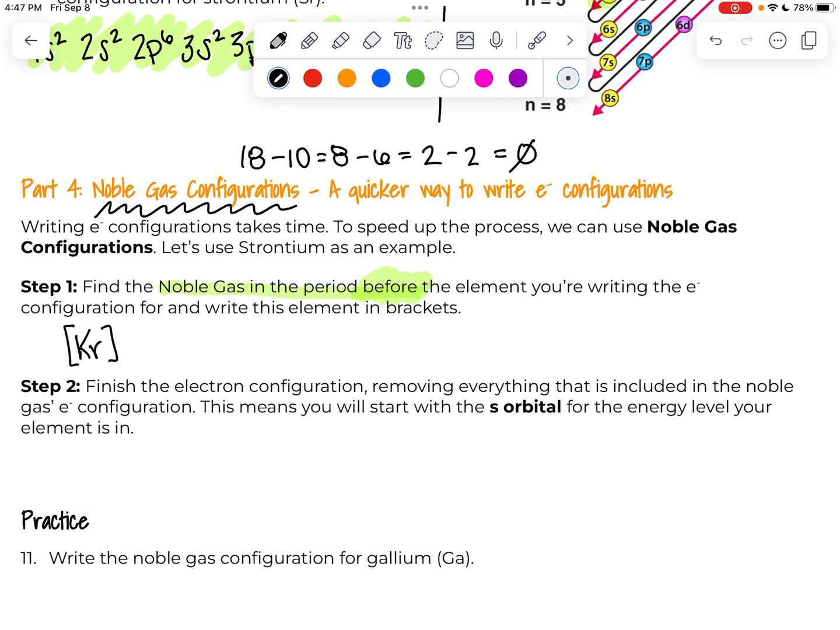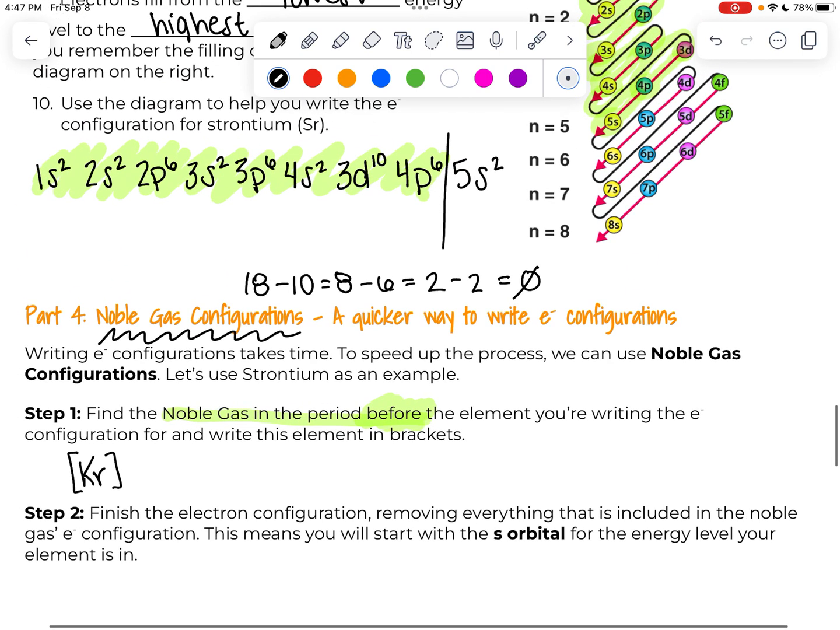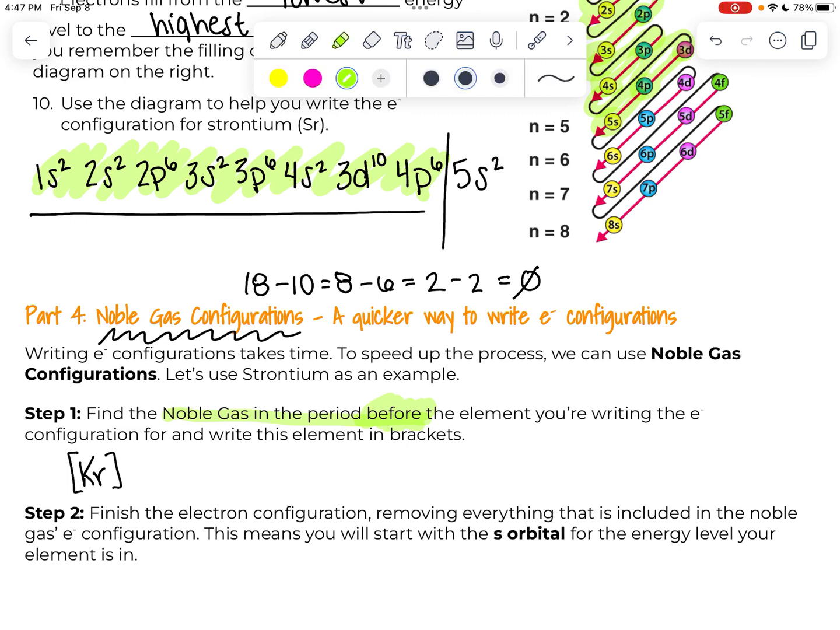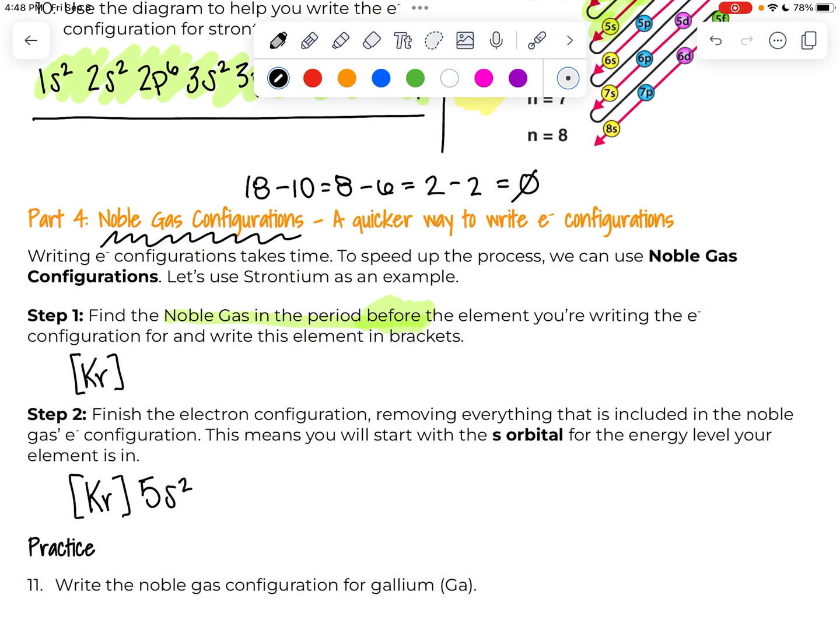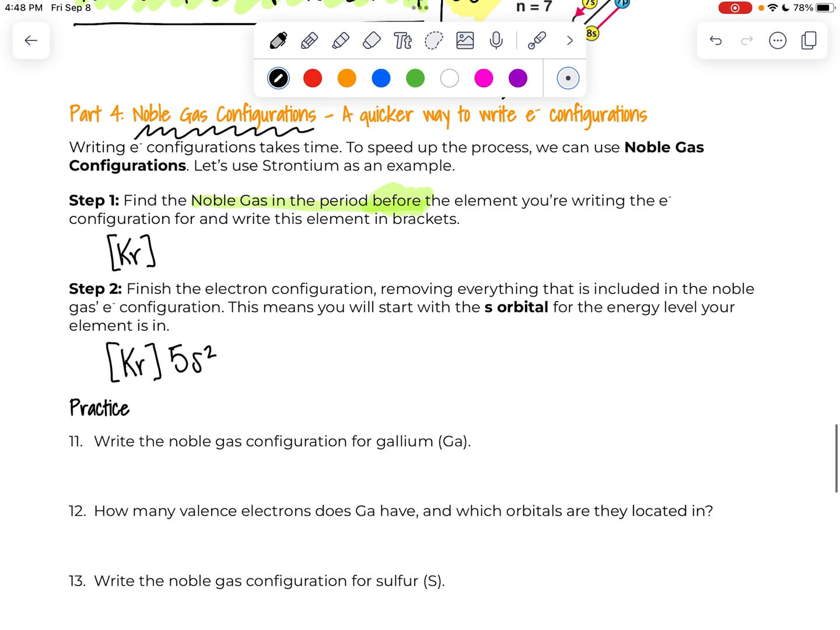So in our electron configuration, notice that I said krypton takes care of all of this. All that's left is this piece of the puzzle, 5s2. So the way that you can write the noble gas configuration for strontium is by taking into account krypton's electron configuration, then finishing it off, 5s2.